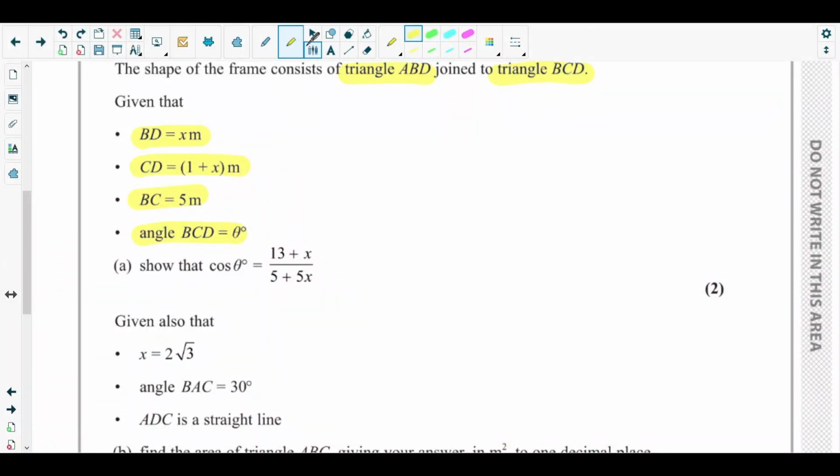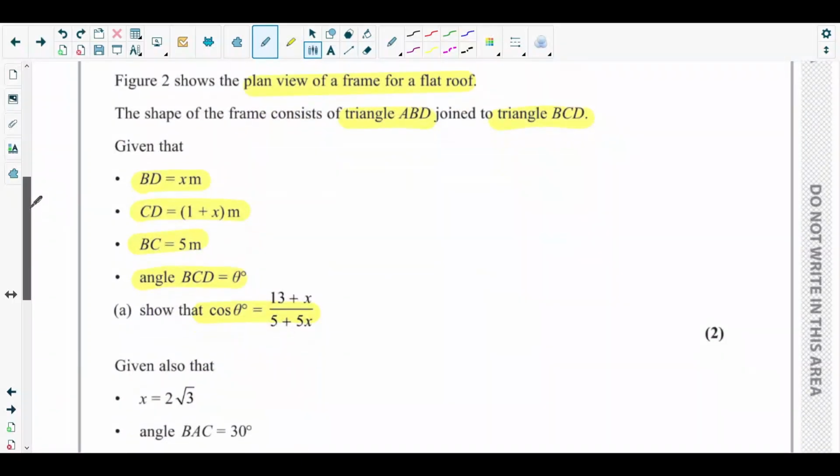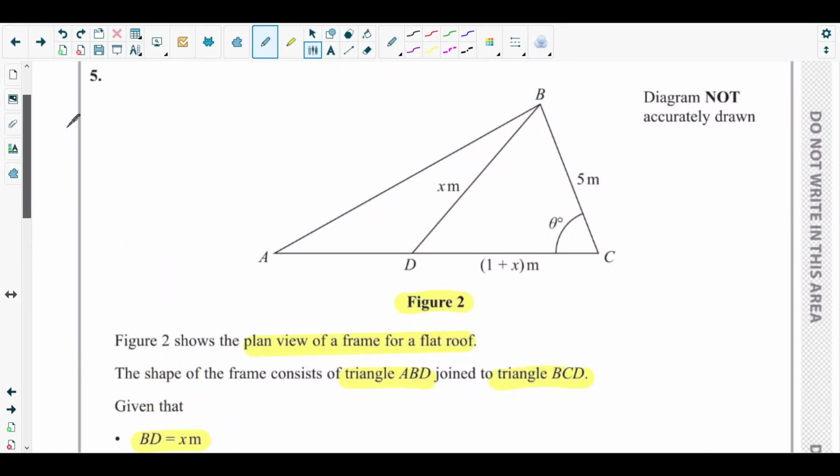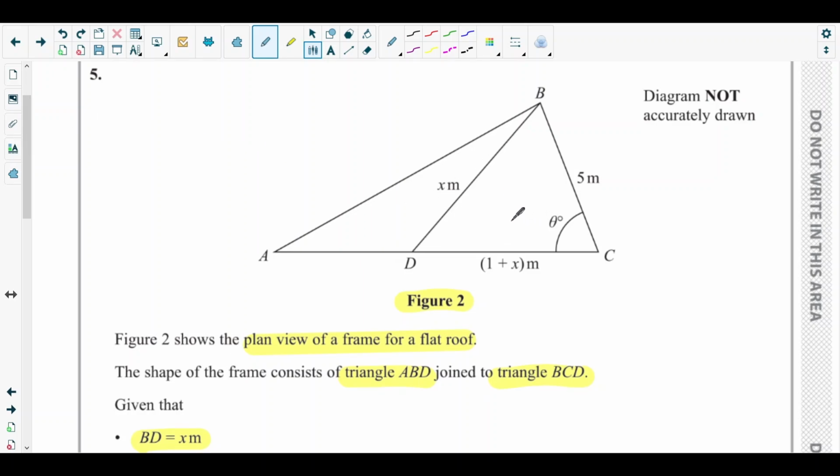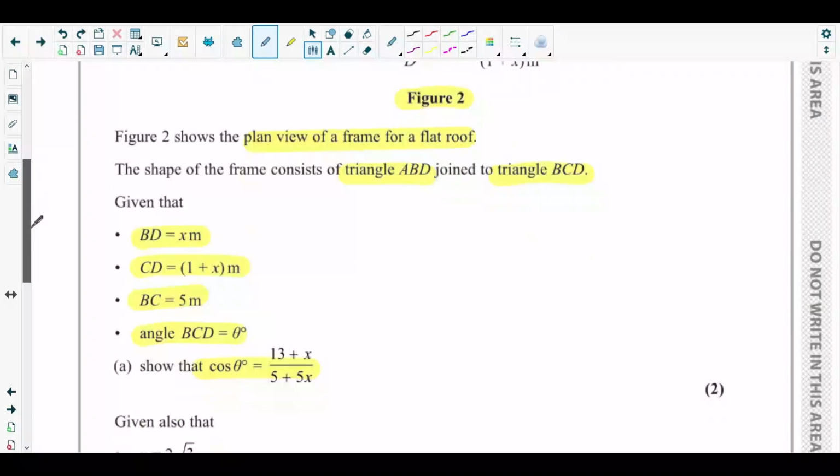Part A is asking to show that cos theta degrees equals 13 plus x over 5 plus 5x. So cos theta, what is theta? The angle BCD. Definitely you can figure out how to approach this answer. We have to use the cosine rule.